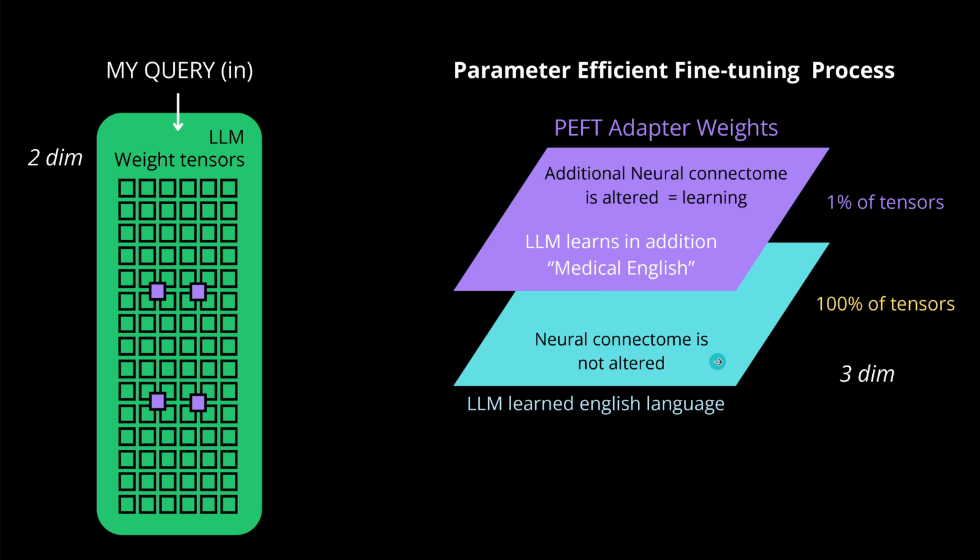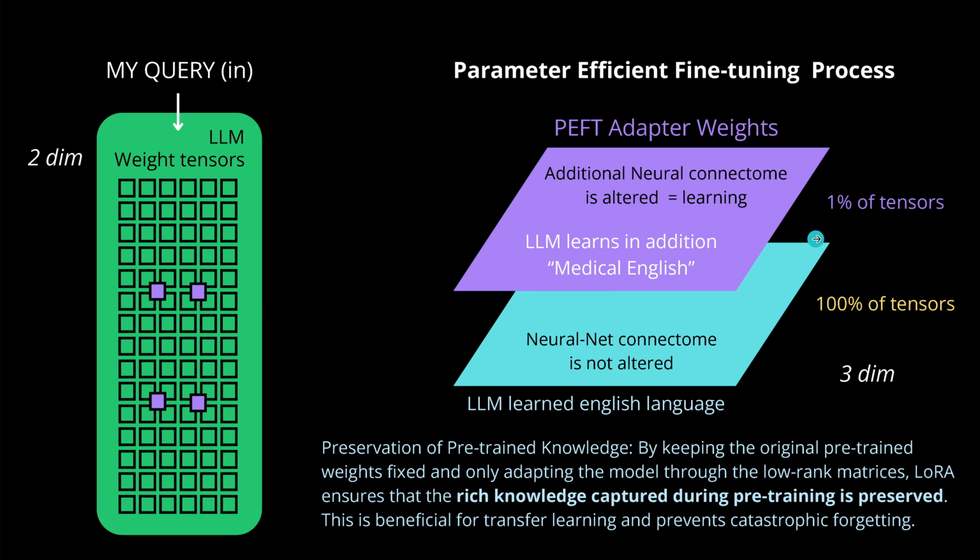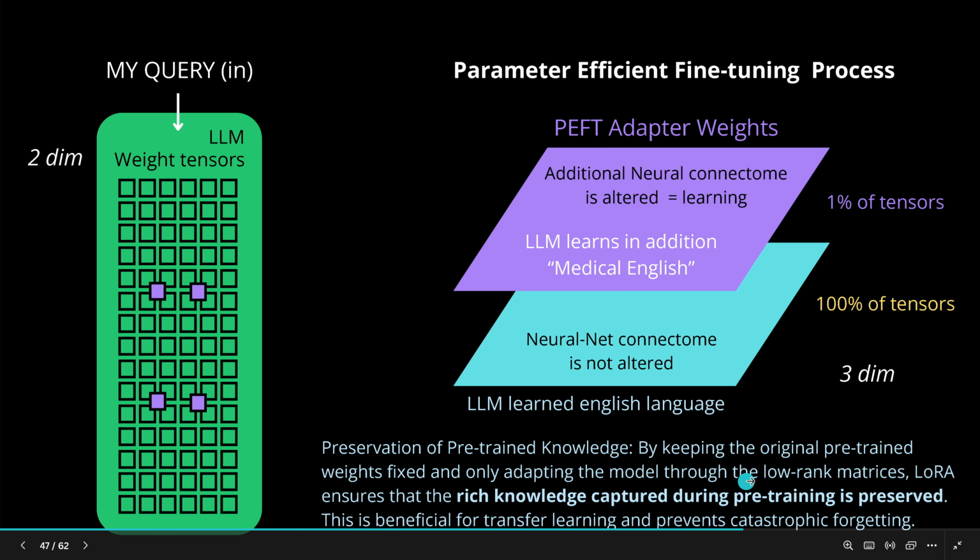Great. This has an advantage: the preservation of pre-trained knowledge. As I told you, this blue plane is the knowledge of how to speak English. The syntax, the semantics, the grammar, everything. And by keeping these neurons unchanged, we do not modify this ability at all. We just add something in addition. So this PEFT-LoRA ensures that the rich knowledge captured during the pre-training, our blue plane, is preserved.